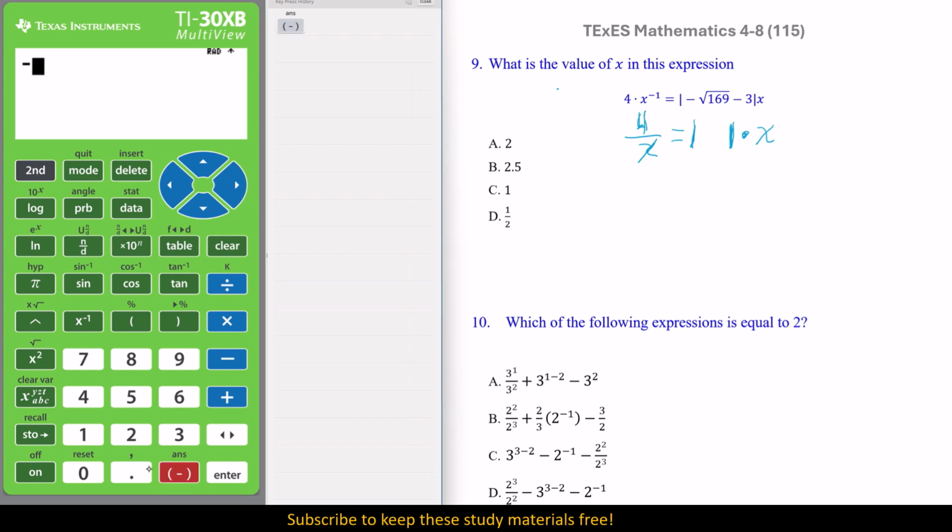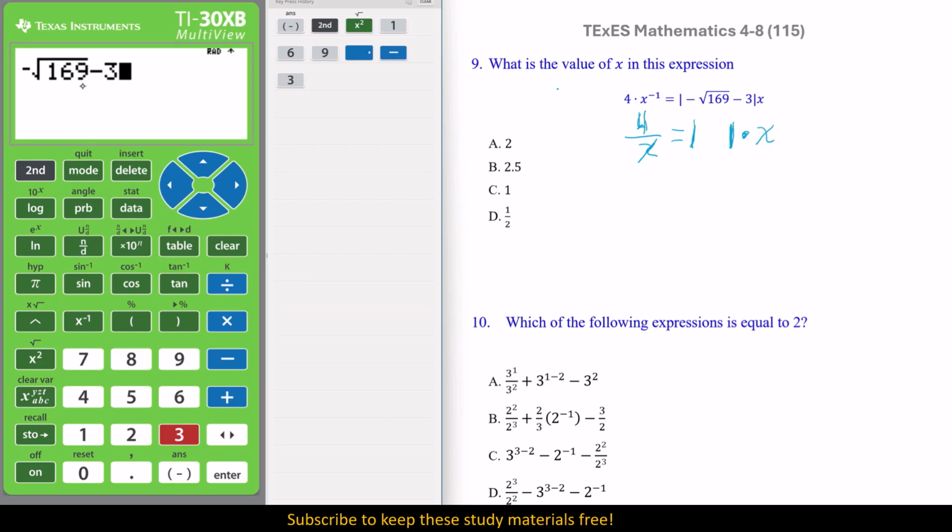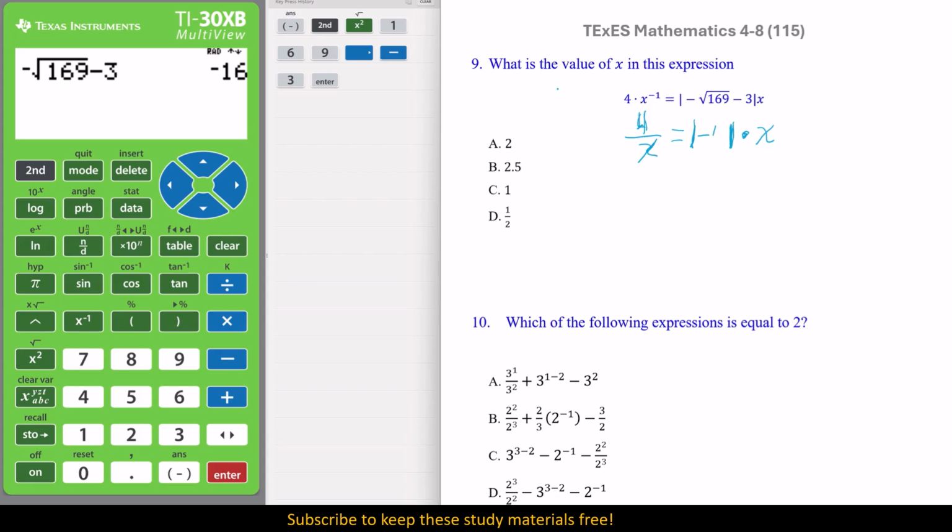So I have a negative second square root 169, okay? And then arrow over and minus 3, okay? Which is not minus as in subtraction, okay? Okay, notice I have those correct and enter. That's negative 16, but it's in the absolute value. So what does that really tell me? That tells me that I have 4 over x equal to 16x.